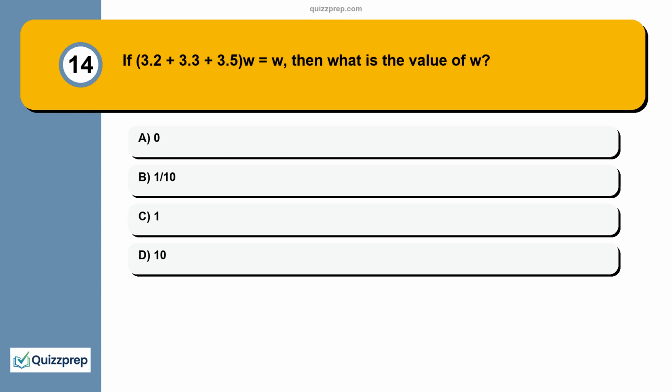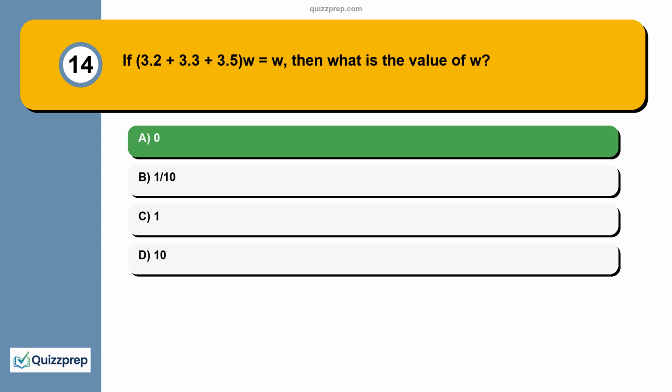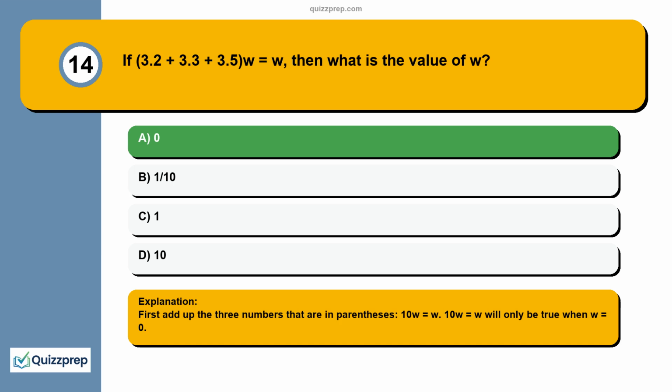Question 14. If (3.2 + 3.3 + 3.5)w equals w, then what is the value of w? 0, 1/10, 1, 10. First add up the three numbers that are in parentheses. 10w equals w, and that will only be true when w equals 0.